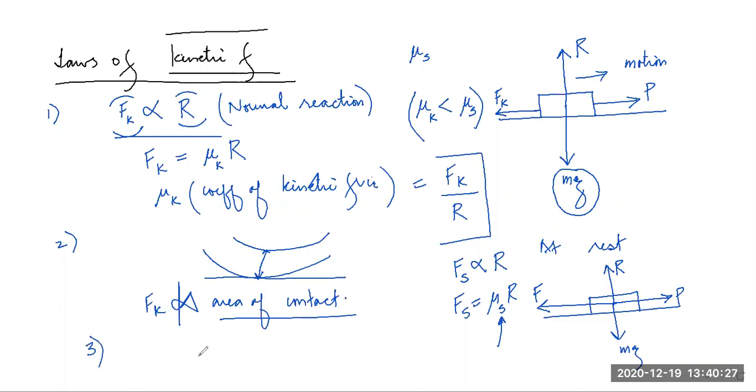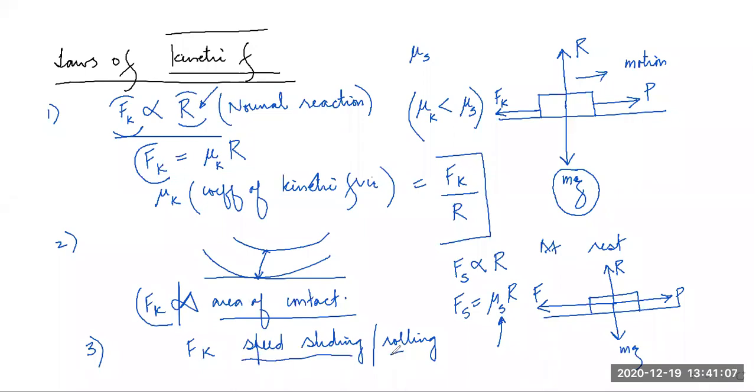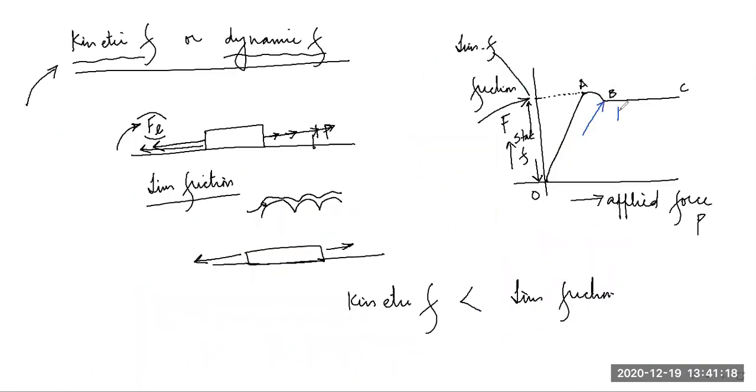Number three, force of kinetic friction is also independent of speed of sliding. At what speed the body is sliding over the surface of another body, or rolling, does not matter. Once the body has overcome the limiting value of friction, the force of kinetic friction is constant, which I mentioned yesterday also. Number one, kinetic friction is directly proportional to normal reaction, not to weight. Number two, it doesn't depend upon area of contact. Number three, it doesn't depend upon speed, whether greater or lower speed, after the limiting value of friction.